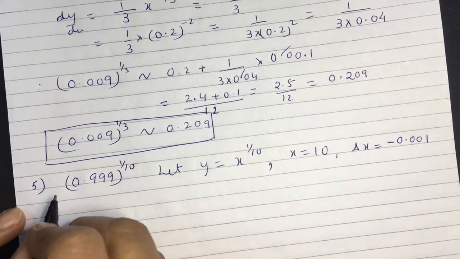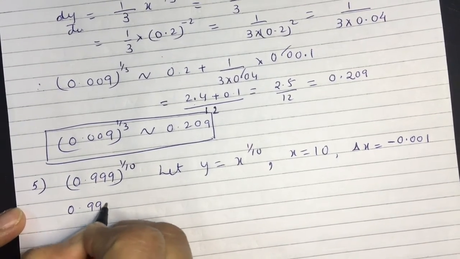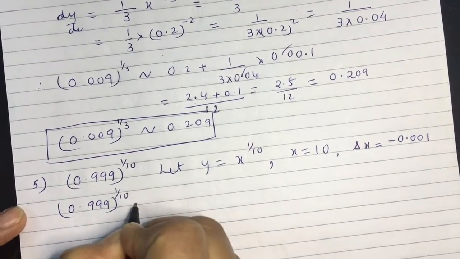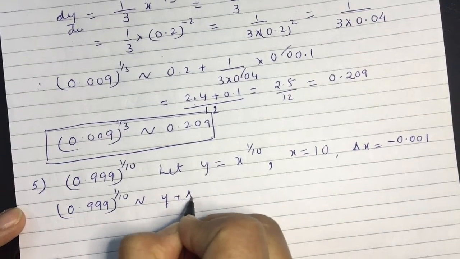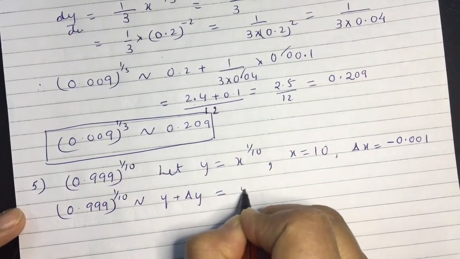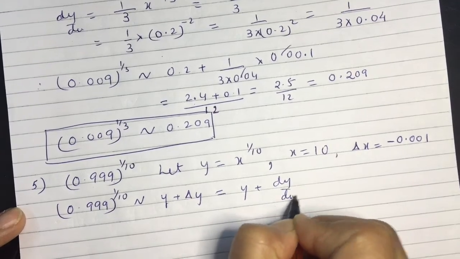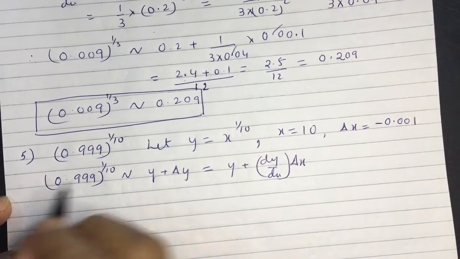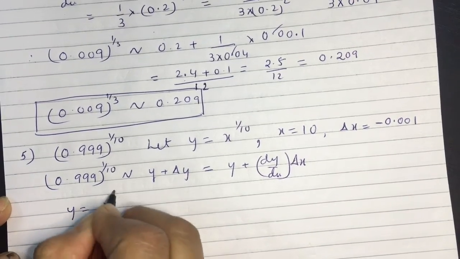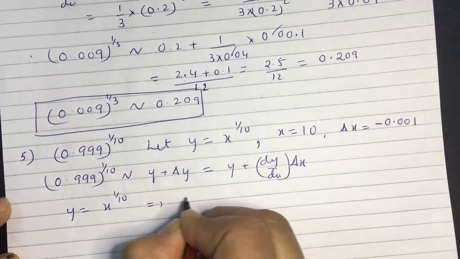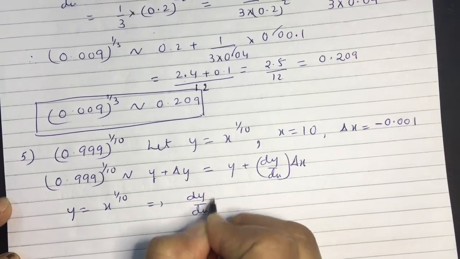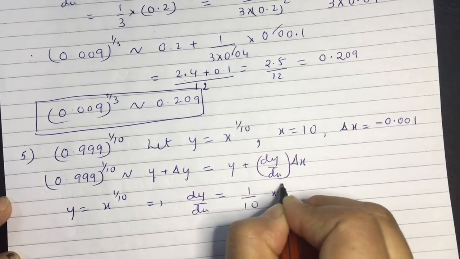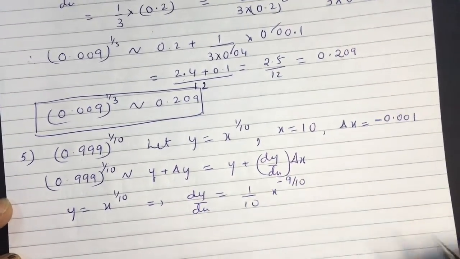Now we find 0.999 raised power 1 by 10 will be approximately equal to y plus delta y, which is equal to y plus dy by dx into delta x. Now let's find all these values. Now y is equal to x raised power 1 by 10 implies that dy by dx equal to 1 over 10 x raised power minus 9 by 10.